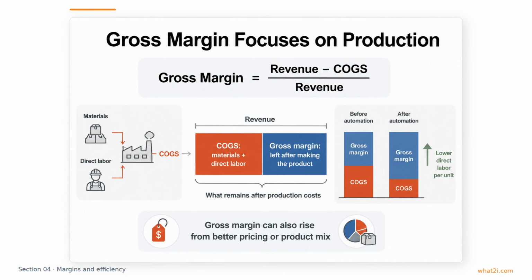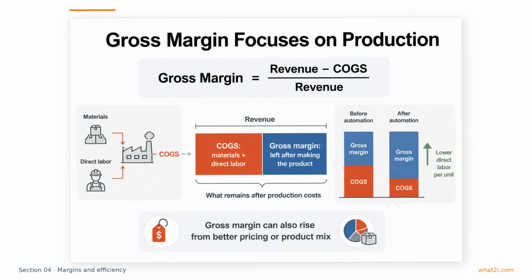Gross margin focuses on production economics. The formula is revenue minus cost of goods sold divided by revenue. It tells you what share of sales is left after paying for the direct costs of making or acquiring the product, such as materials and direct labor. If gross margin improves, the cause may be lower input costs, better labor productivity, stronger pricing, or a more favorable product mix.